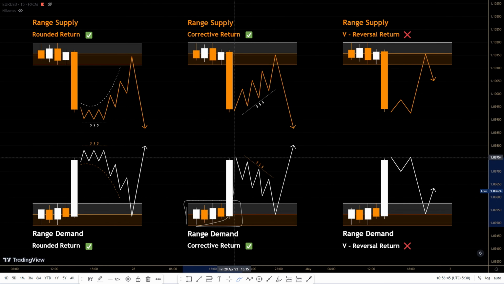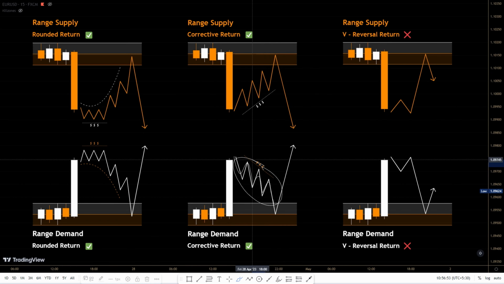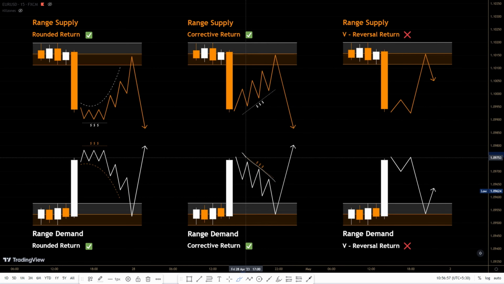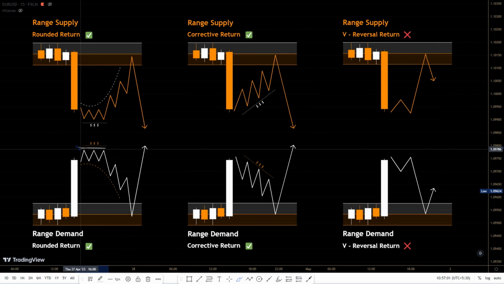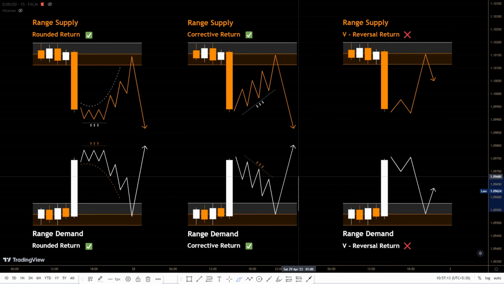Now price creates a range, buyer's volume, price came back in a corrective wave. So this is the corrective return and you can see that price creates a liquidity exactly at this point. In the rounded return, it creates a liquidity exactly at this point. After the corrective return, you can take a trade exactly at fair value to the buyer's side.